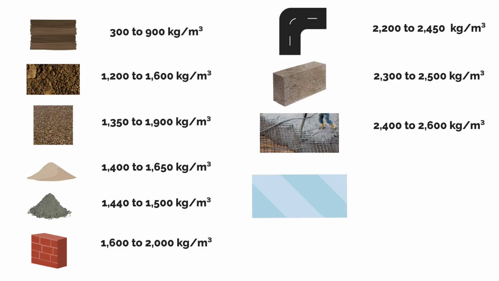Then we have glass, which comes in at around 2,500 kilograms per cubic metre. Glass is used in windows, facades, providing light and visibility while maintaining strength.